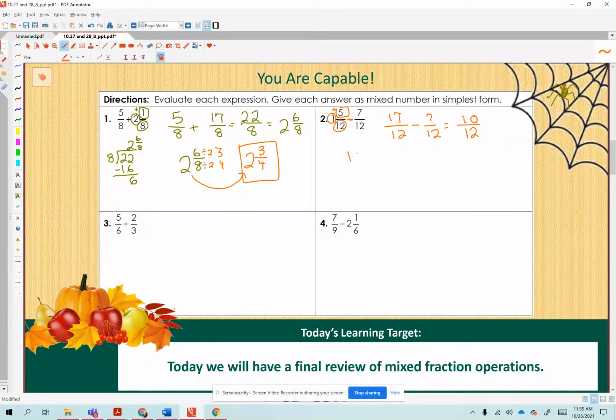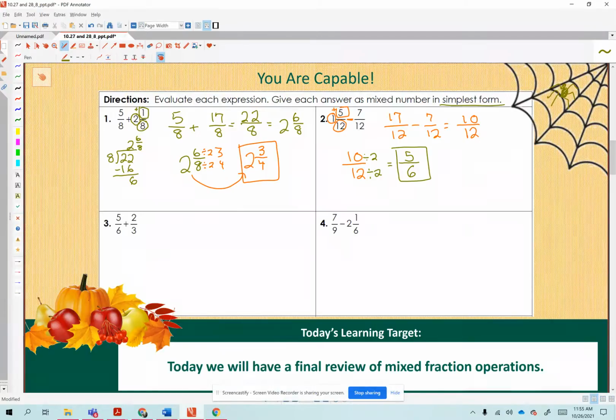And if we look at this 10 over 12, we have a common factor of 2. So that means we can divide 10 by 2 and divide 12 by 2 and rewrite this in its simplest form as 10 divided by 2 is 5, 12 divided by 2 is 6. So our final answer will be 5/6.